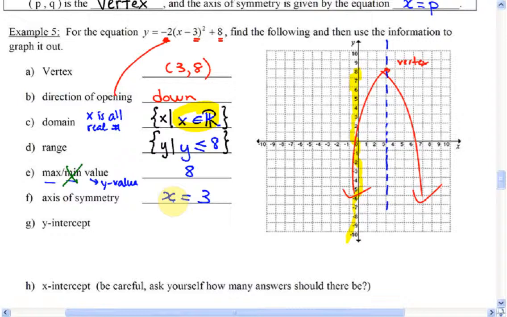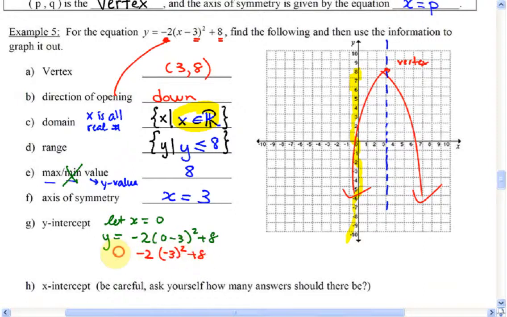How do you find the y-intercept? Let x equal 0. So if you were to let x equal 0 and plug it in, here's what you get. And then let's go ahead, make sure you use the rules of BEDMAS. What do we do first? Brackets, so that's -3 all squared.